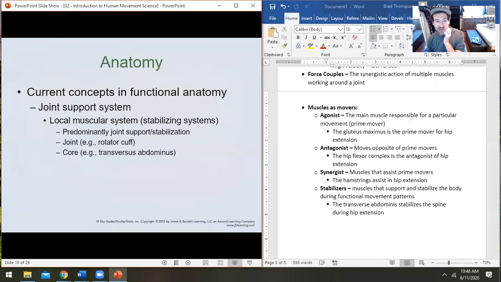But you do have these support stabilizing systems, which is what we call your local stabilization system, right? That's going to be your transverse abdominis, your multifidus, which is stabilizing the back of your spine, internal obliques, pelvic floor muscles, and diaphragm, right?